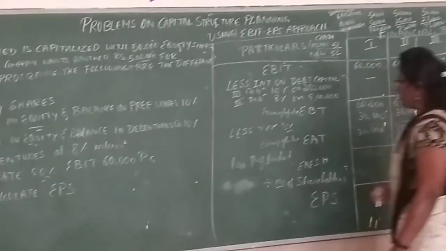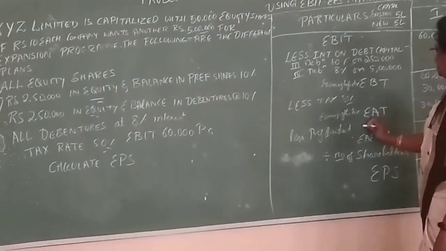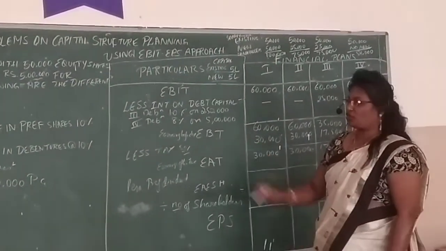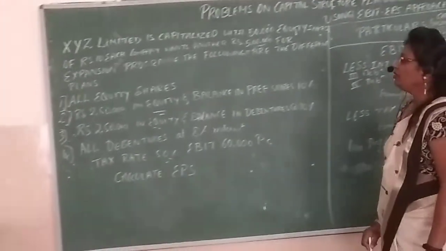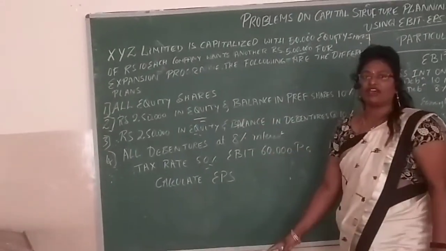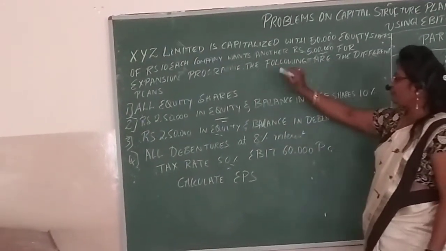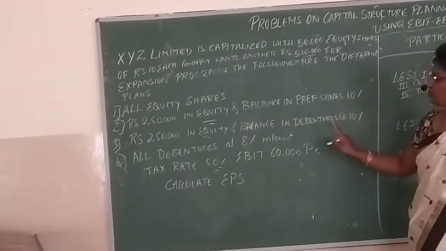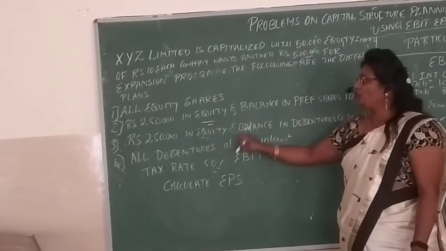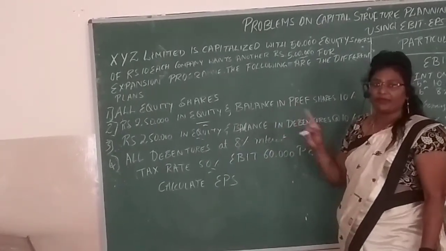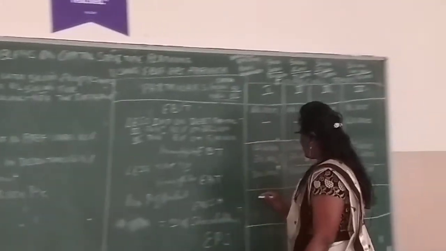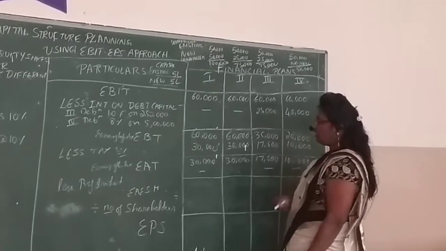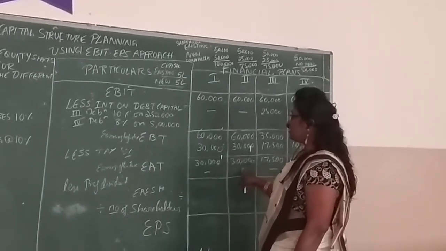So the next step is we have to give preference dividend. After we pay tax, we need to pay dividends for preference shareholders. The next job is to find out in which plans we have preference shareholders. Here we do not have any preference shareholders. Here we have preference shareholders. Here, equity and debentures, no preference. Here also no preference shareholders. Only in plan 2 we have preference shareholders. So plan 1 nil, plan 3 nil, plan 4 nil. The preference dividend is only for plan 2.